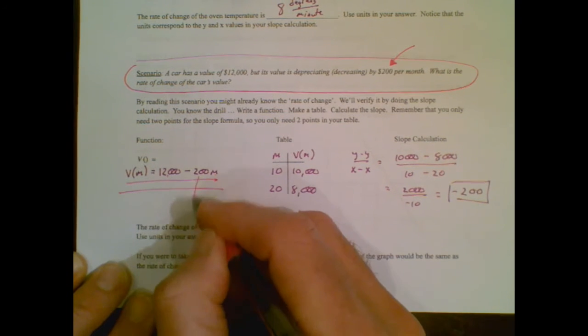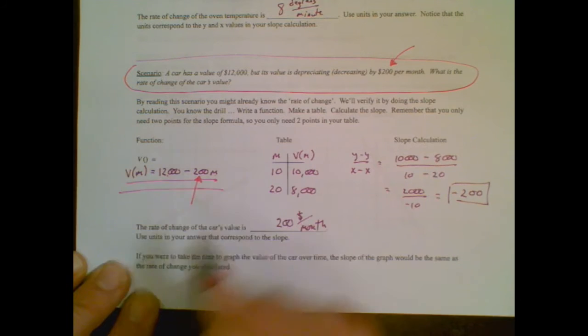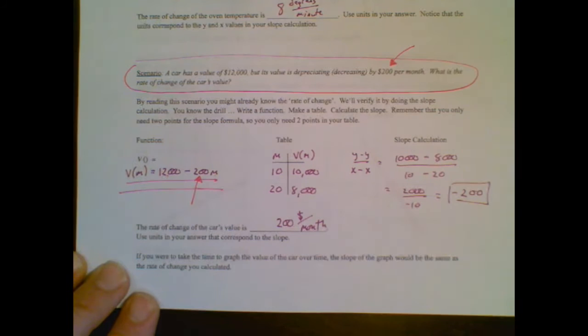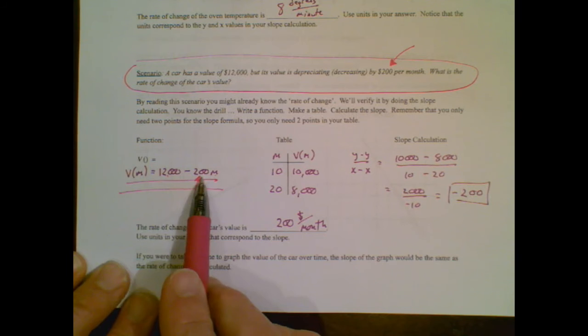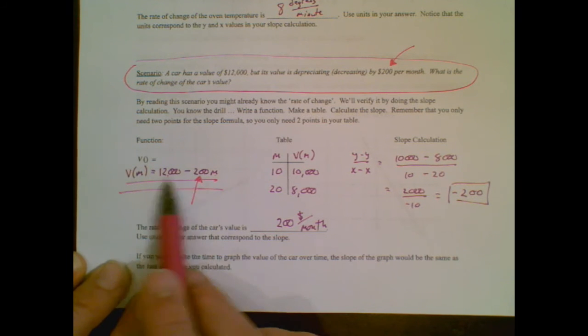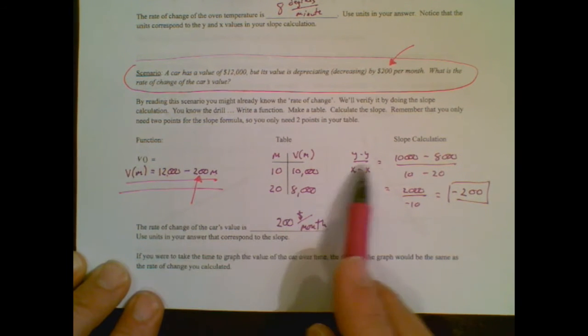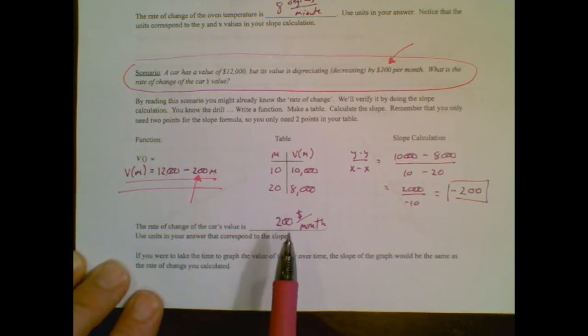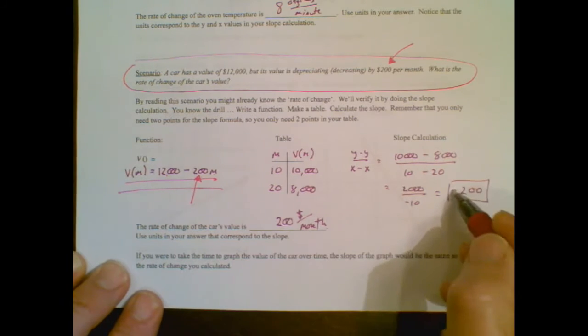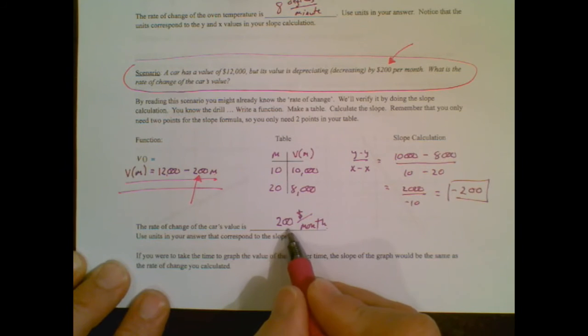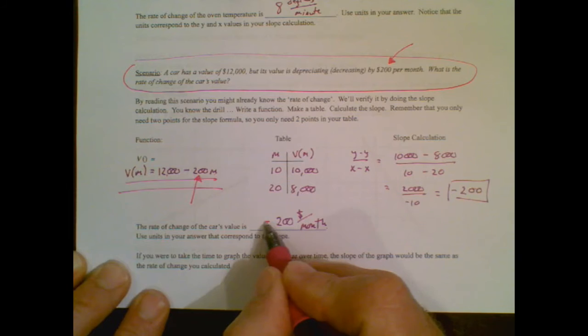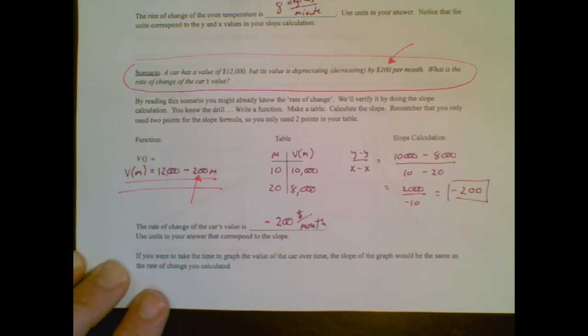Well, if you recognize this minus 200 as the rate of change in the scenario, then you already know the answer for your slope. If you don't recognize that, you take your function, you make a table, you do your slope calculations, and you're going to wind up with a slope of negative 200. And in this case, I should put a negative on there because it's decreasing by $200 per month.